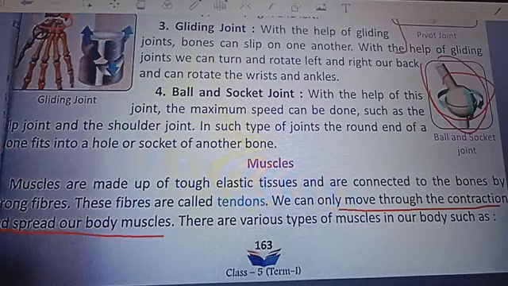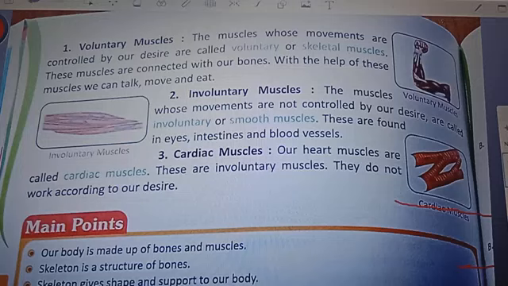There are various types of muscles in our body, such as voluntary muscles, involuntary muscles, and cardiac muscles. Let's check what voluntary muscles are.